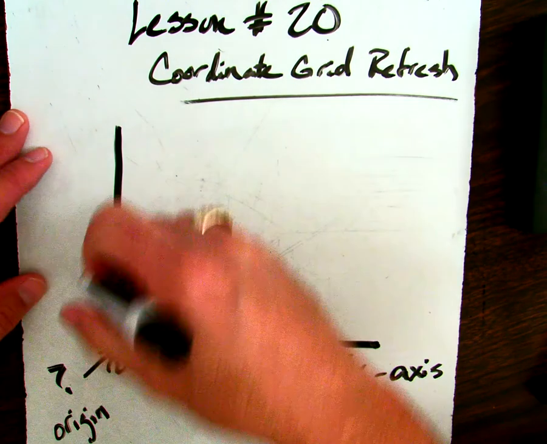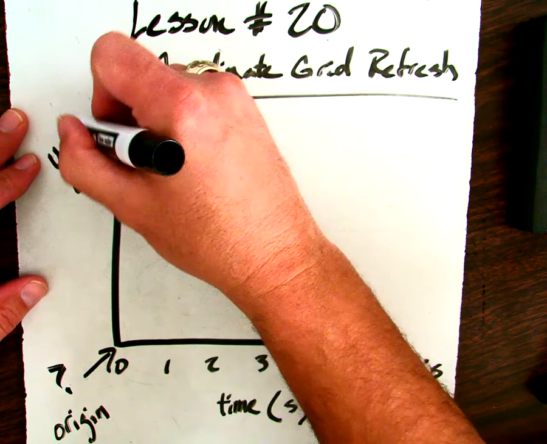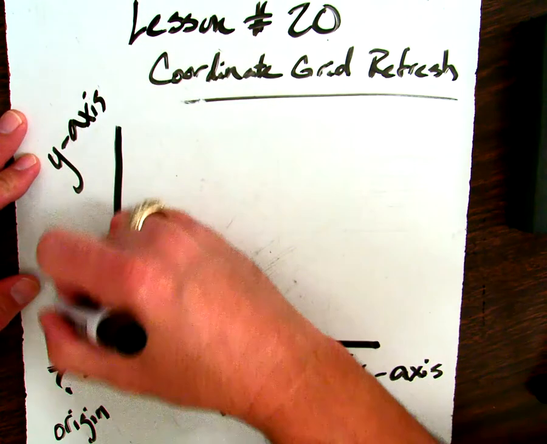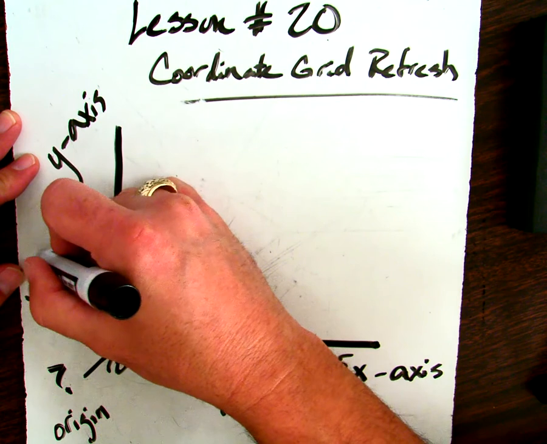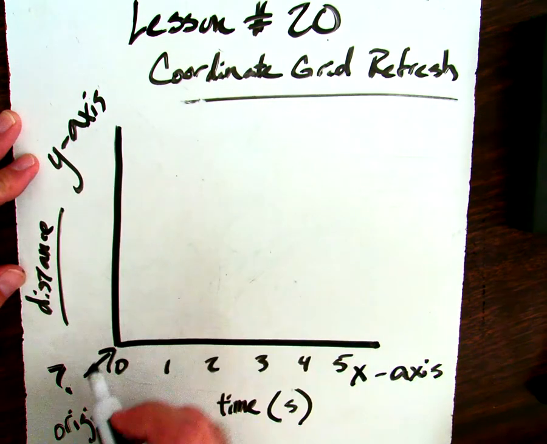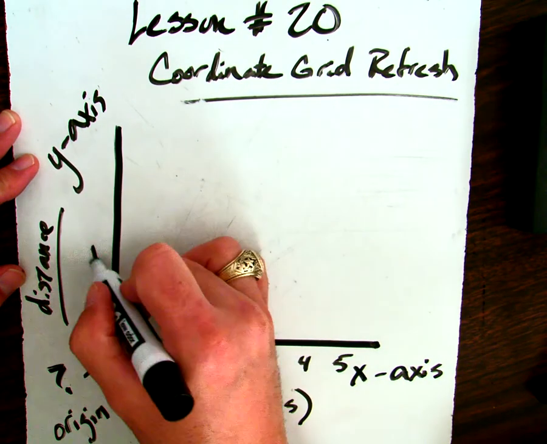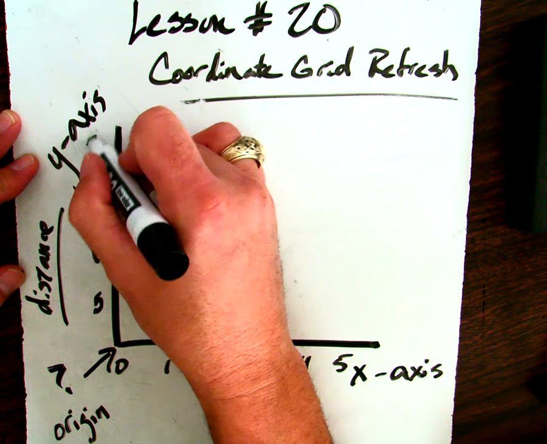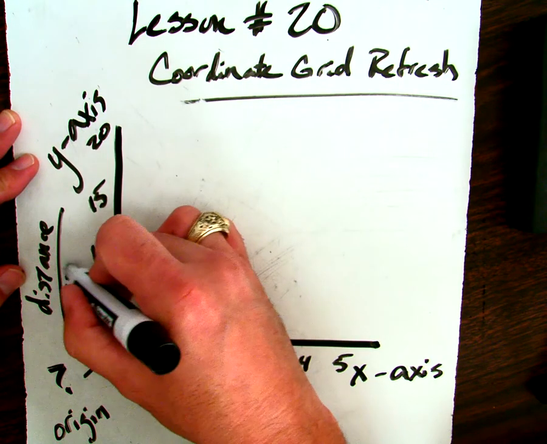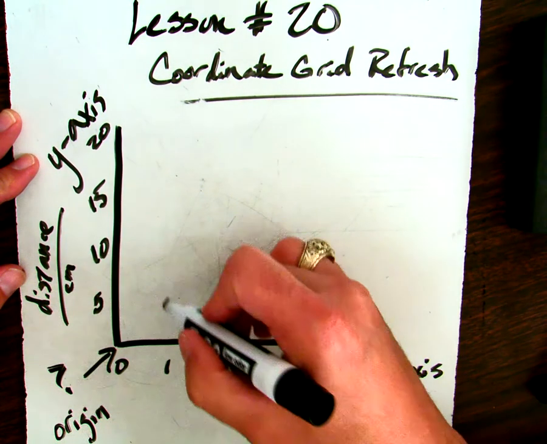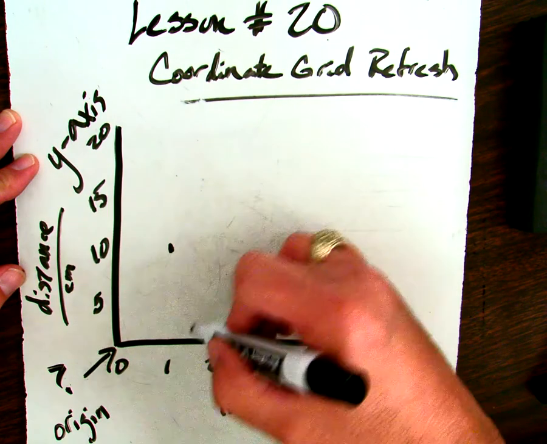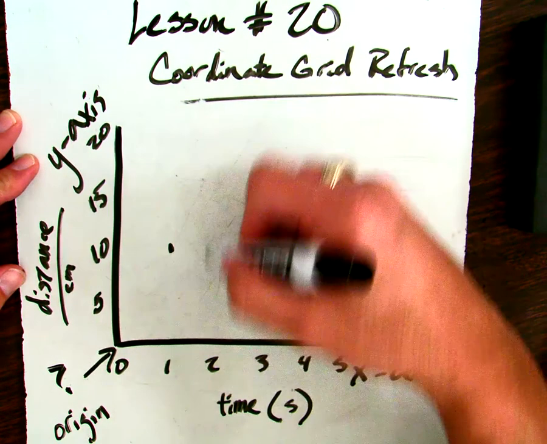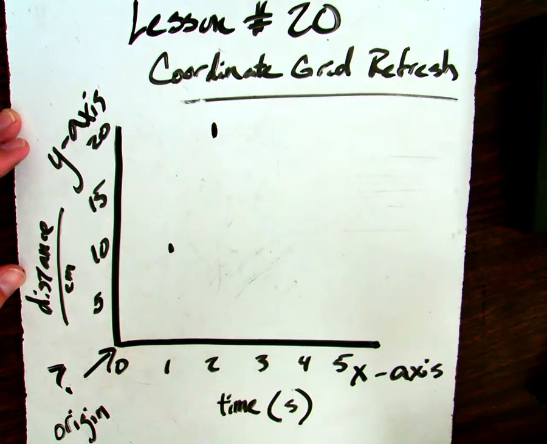Along our y-axis over here, what do we have? Hopefully distance is what you just said to yourself. And for today's example, we're just going to go 5, 10, 15, and 20. We're going to do it in centimeters. So let's say our first data point happens to fall after 1 second, we went 10 centimeters, and after 2 seconds, we went 20 centimeters.